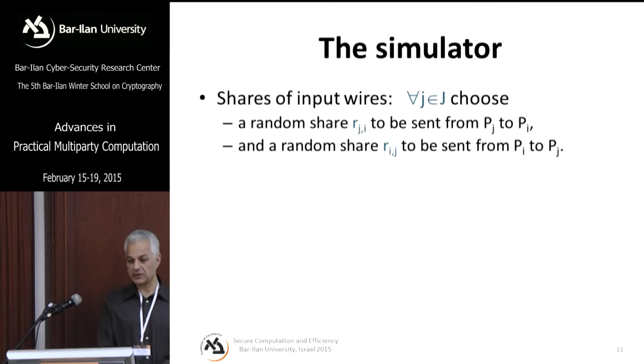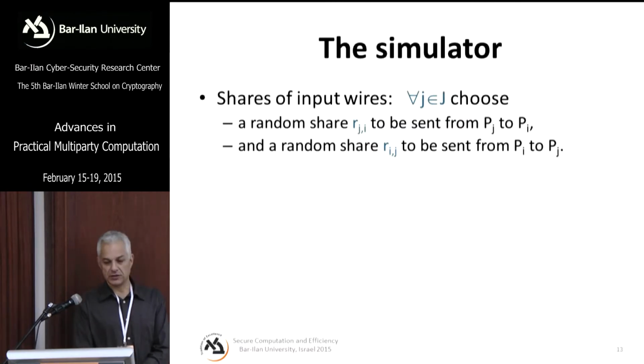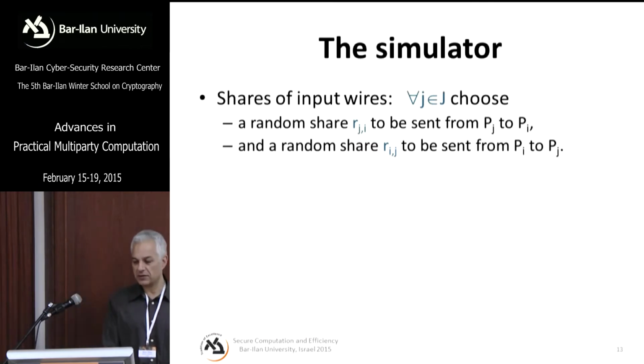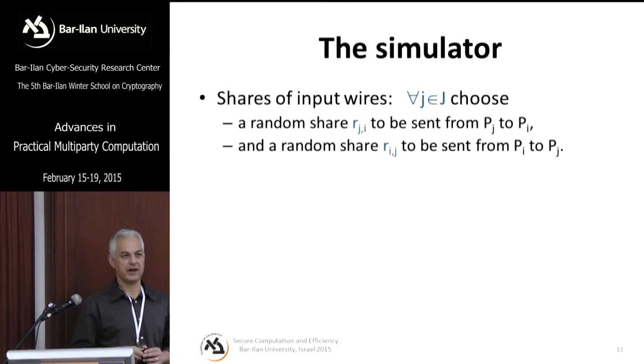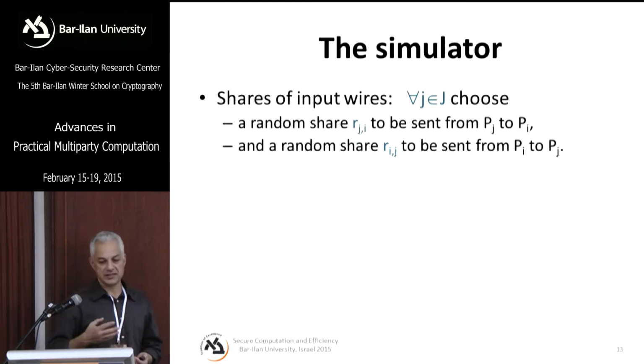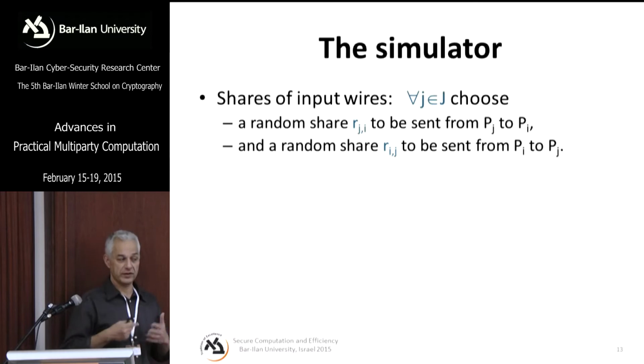So how would that work? What about input wires? What happens in input wires? The simulator, for each party Pj that it controls, should send a message, a sharing of its input wire, to the party Pi that they want to attack. In the simulation, we're going to send a random share, a random bit from Pj to Pi, but this is exactly what happens in the real execution. In the real execution, when the parties share the inputs, they're also sending random bits.